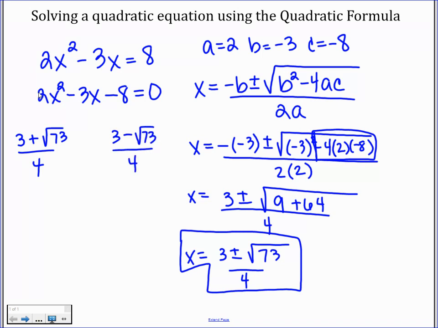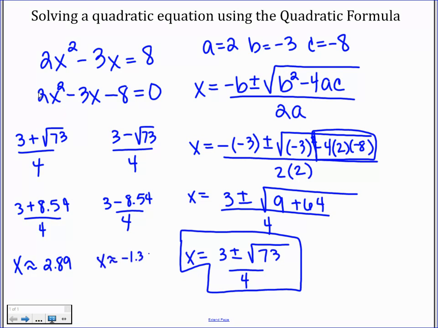So based on order of operations, you would complete the top first, then divide by 4. So we will get 3 plus 8.54 about divided by 4, and we get 3 minus 8.54 divided by 4. Simplify both of these, and we get x is approximately 2.89, and this one would be x is approximately negative 1.39.